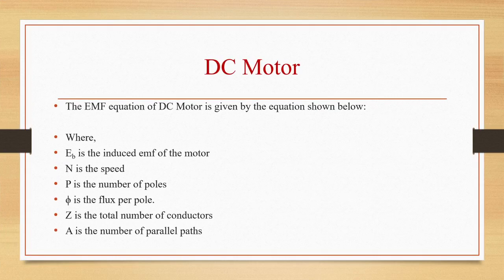EMF equation of a DC motor is given by the equation EB is equal to P phi Z N by 60A, or N P phi Z by 60A. See, 4 terms will be there in the numerator, N P phi Z, and denominator will be having 60A. And EMF of a DC motor is represented by EB. EB is nothing but back EMF, or counter EMF.